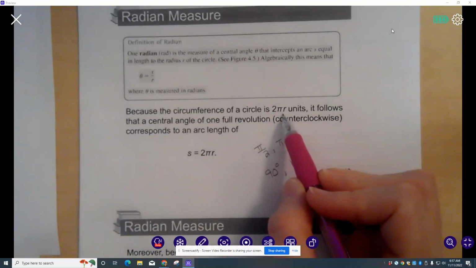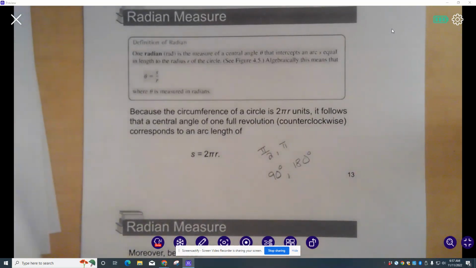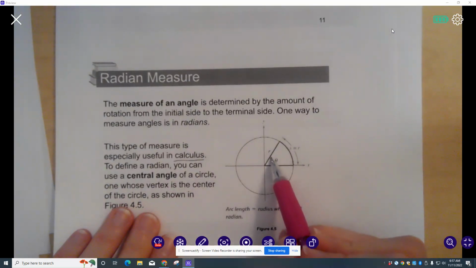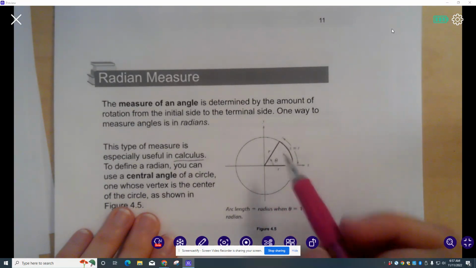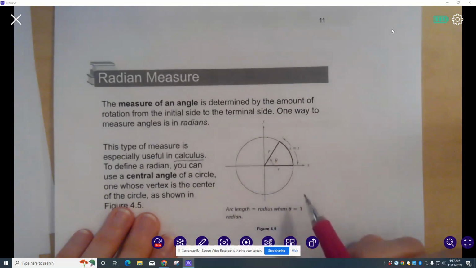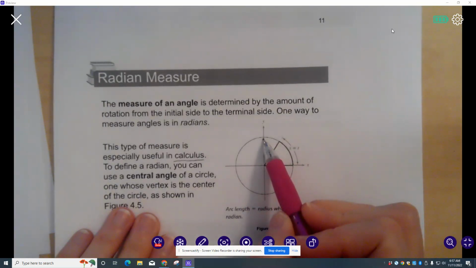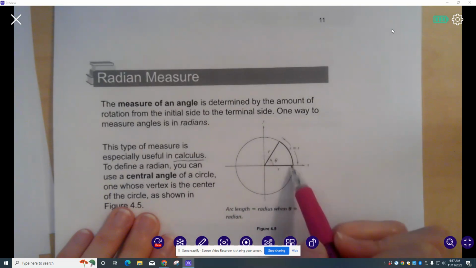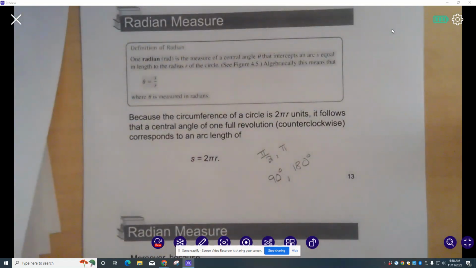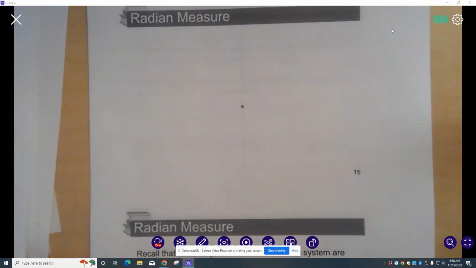That's why they have 2 pi r here. So one full trip around the unit circle, all the way around, is 2 pi. One full circle in degrees is 360. So if you think of taking the full circle and dividing it into 1, 2, 3, 4 pieces, this first one would be pi over 2, then 2 pi over 2, which simplifies to just pi, then 3 pi over 2, and 2 pi. Hopefully most of that you remember.